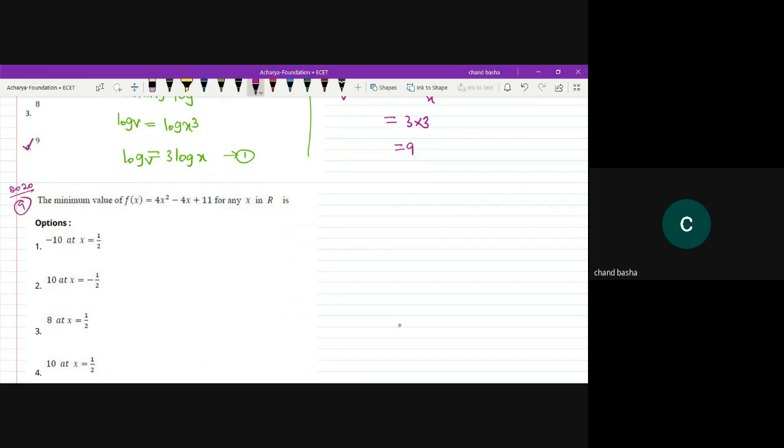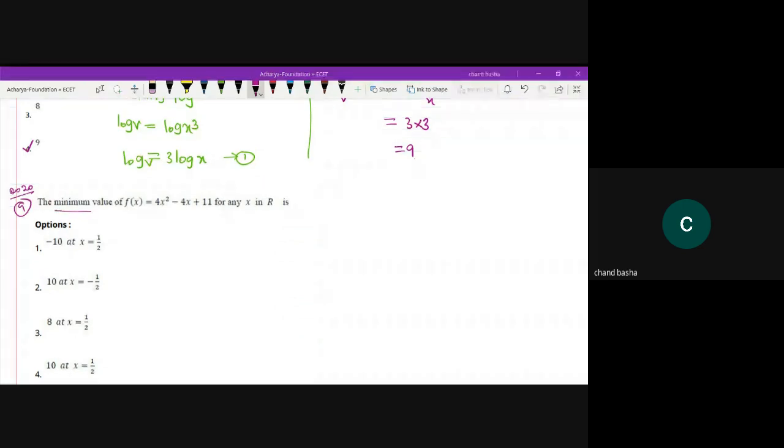The function f of x has the minimum value at which point? For maximum or minimum, you have to put f dash of x is equal to 0. Make it fast. Put f dash of x is equal to 0 and find out the x value.